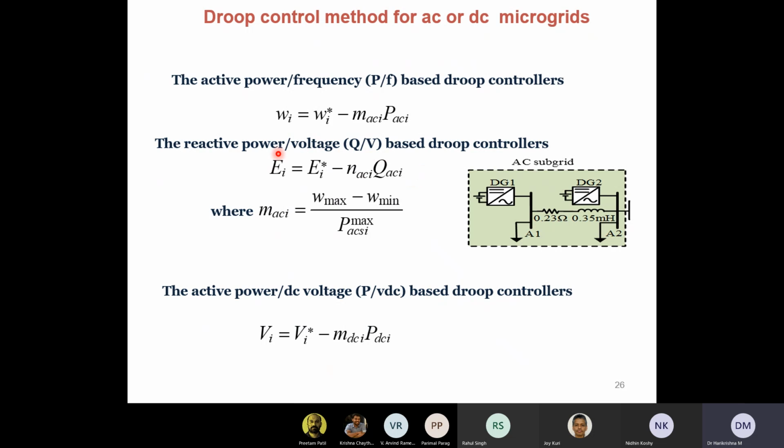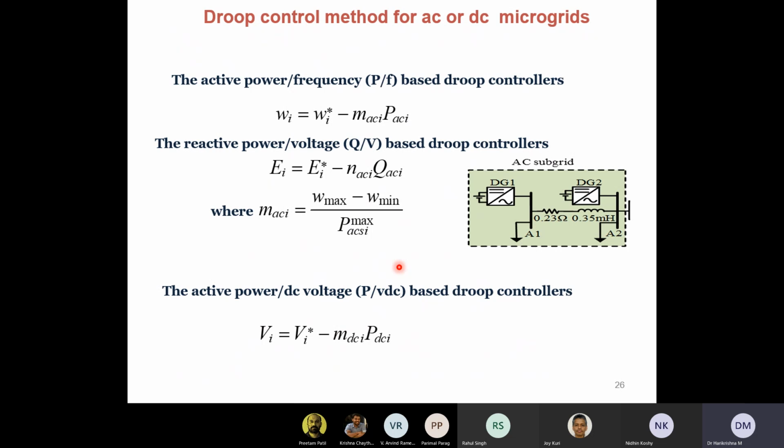Similarly, the reactive power can also be shared using the constant, that is, the AC droop gain constant, and NAC indicates the reactive power droop gain constant. The droop gain constant can be computed using the difference between the limits of angular frequency upon the maximum capacity of the DG.